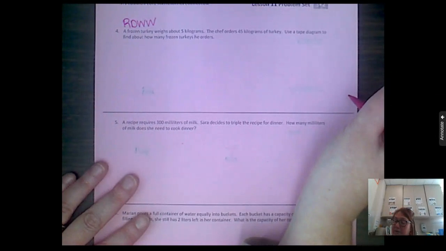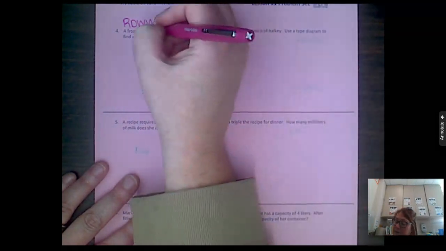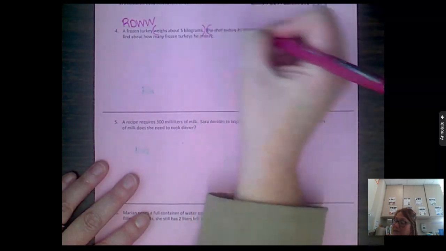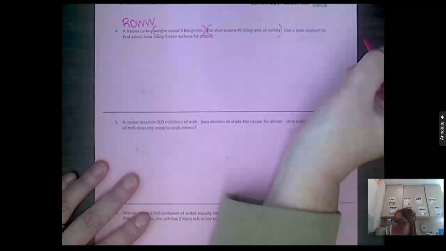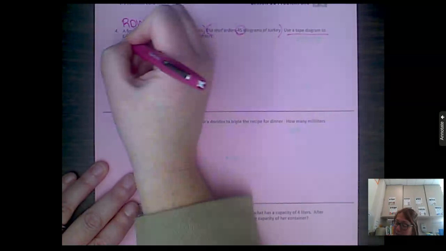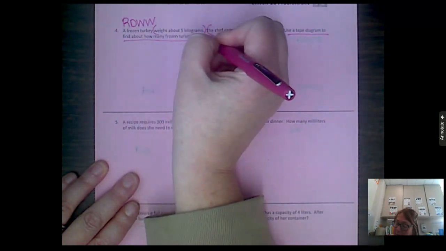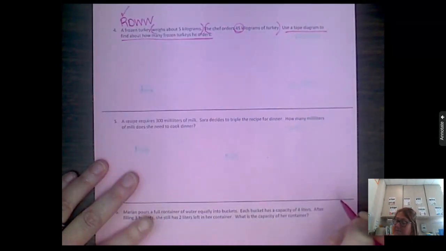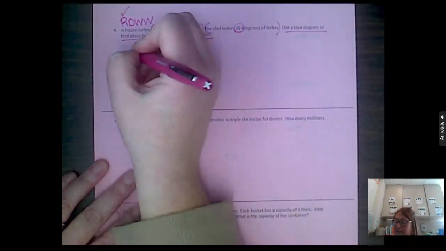A frozen turkey weighs about 5 kilograms. That's important. So it weighs about 5 kilograms. The chef orders 45 kilograms of turkey. That sounds like it's the total to me. Did you circle that for the total? Use a tape diagram to find about how many frozen turkeys he orders. Okay. Check off my read. Now I'm going to draw, and it's telling me to use a tape diagram.